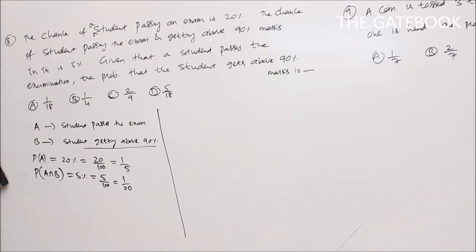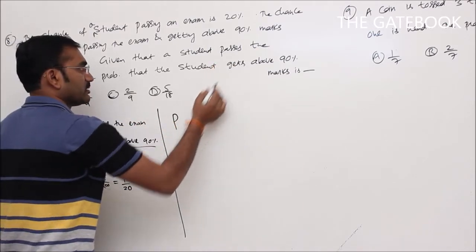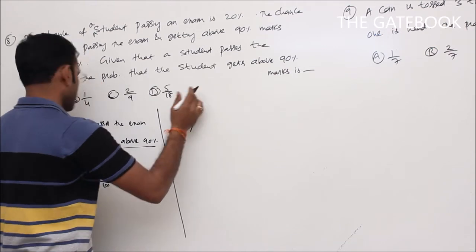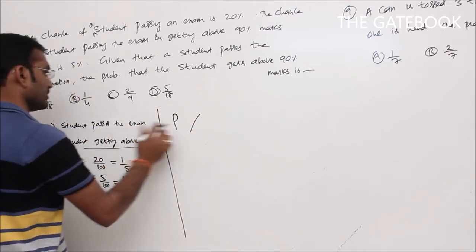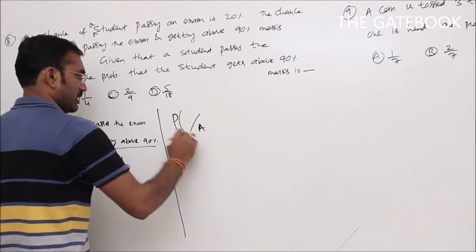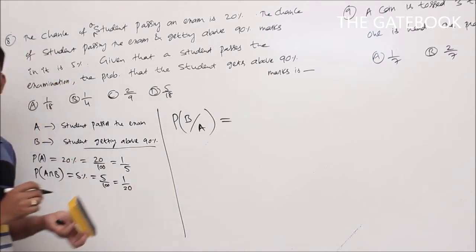What is the required thing here? Given that the student passes the examination, that is a conditional event. Student passes the exam means A goes in the denominator, and getting above 90%, B, in the numerator. So P of B given A.